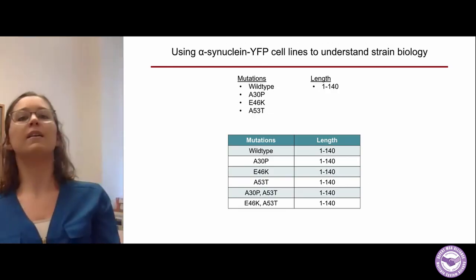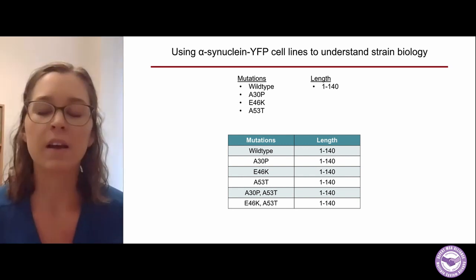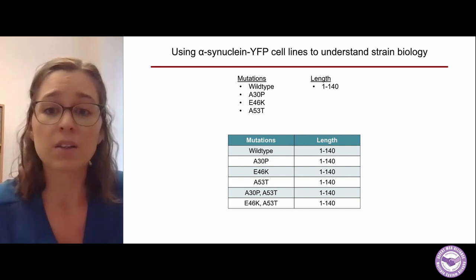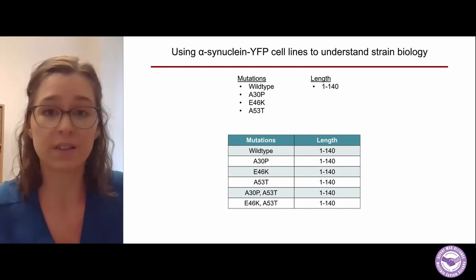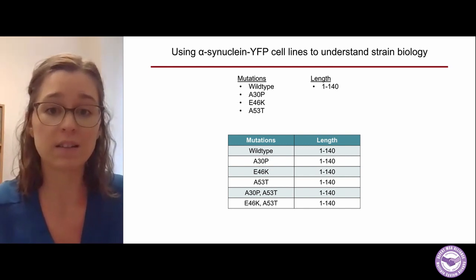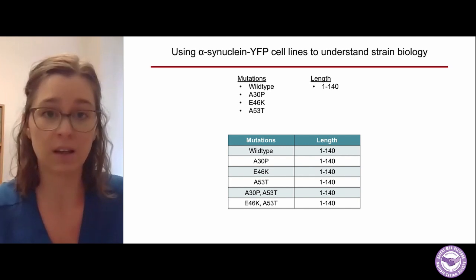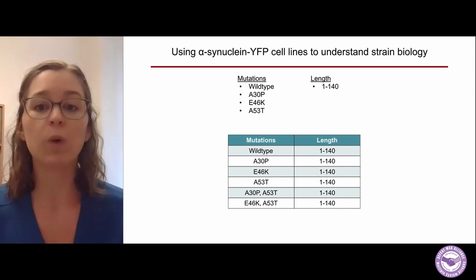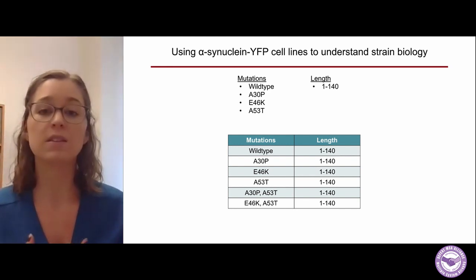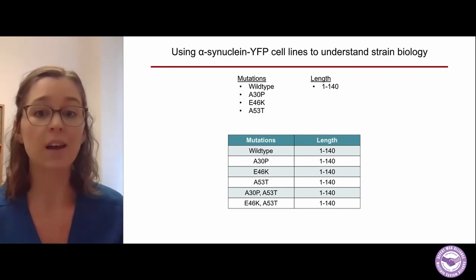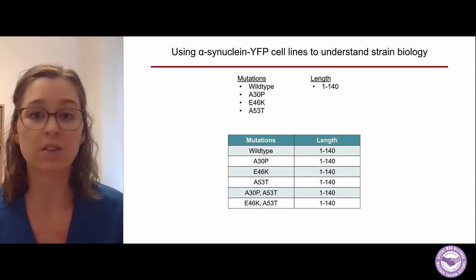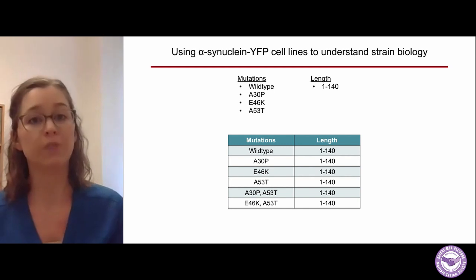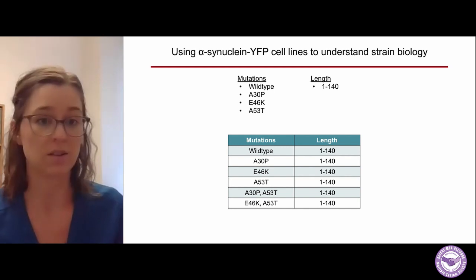We can then expand the use of this cellular assay to try to understand strain biology as a whole. So they engineered a panel of cell lines, right? So here is the original A53T cell line that I've shown you data from already, as well as a wild type α-synuclein line. So this doesn't have any mutations. And then there's a variety of mutations, including A30P and E46K, that are also found in Parkinson's disease patients.